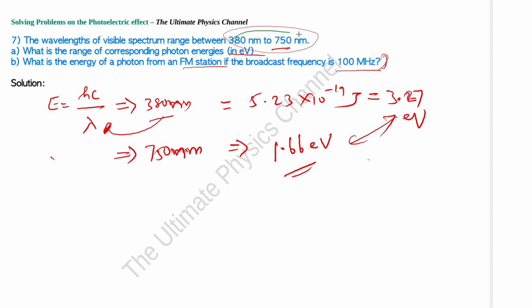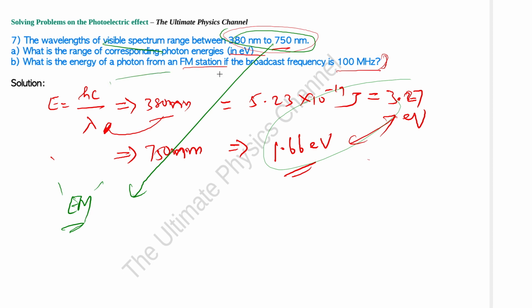This typical range of 380 nanometers to 750 nanometers is the visible spectrum of electromagnetic radiation. So the visible part happens to match with the typical work functions in metals, and that's why for the photoelectric effect one can use either visible light or ultraviolet light to produce the photoelectric effect. Right.